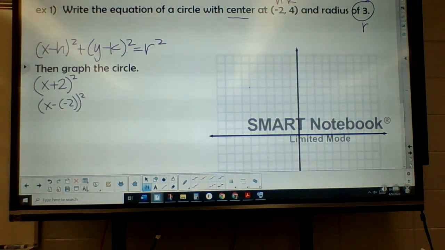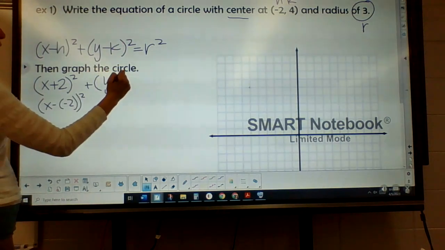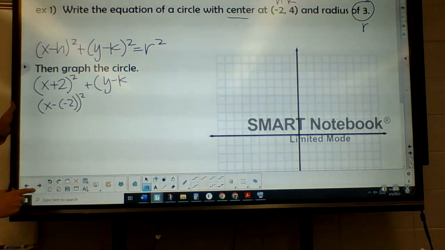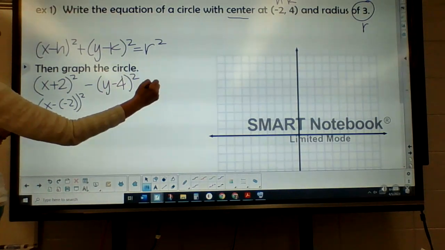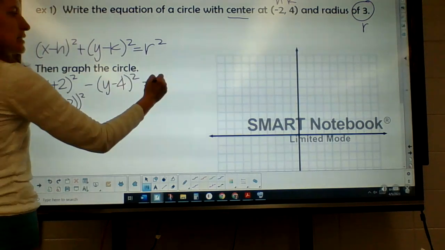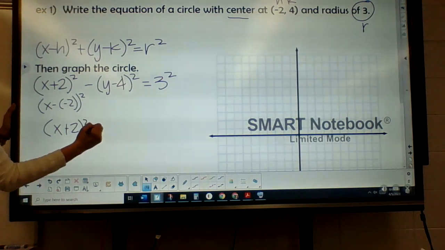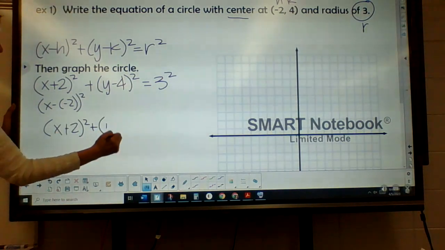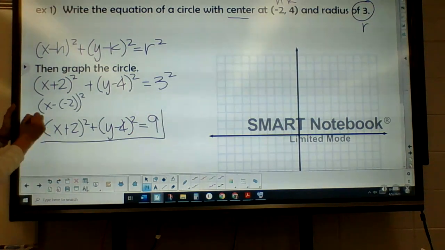So we put that h in. Then we're going to put the k in. So y minus k, y minus 4. And that one we can just leave that way. And then that equals r squared, and our r is what? 3. So 3 squared is 9. So this is our final equation. Oops, it should be plus, sorry. So this is the equation of our circle.